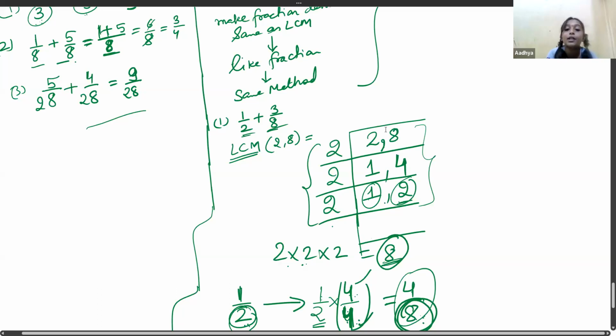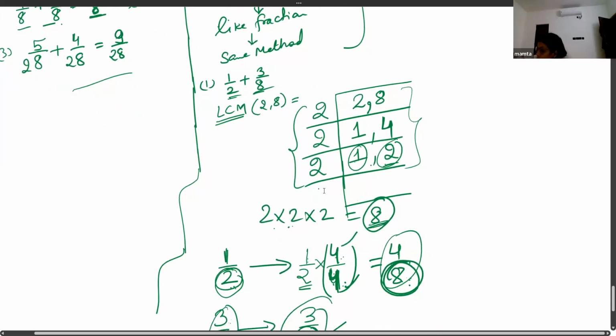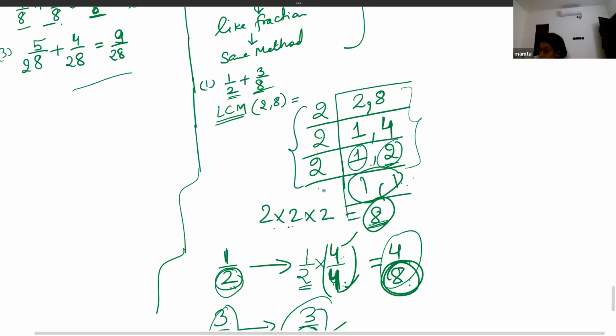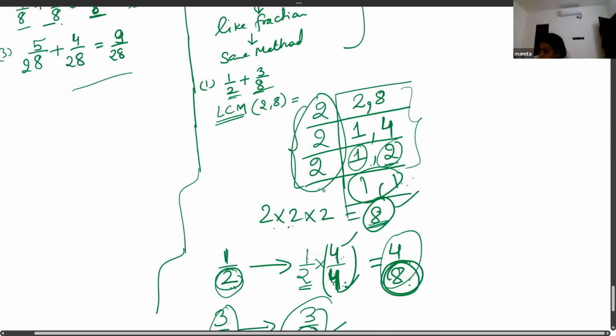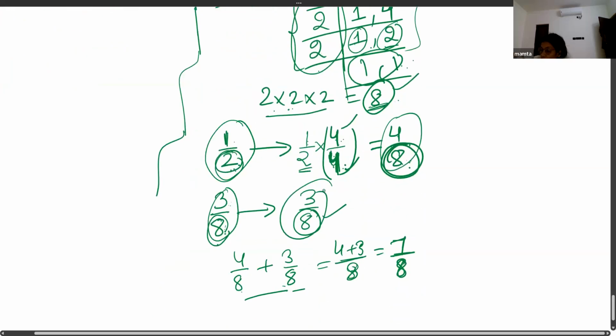Do you know how to take the LCM of 2 and 8? Yes, ma'am. You explain now. 2 ones are 2, 2 twos are 4. Then again multiply with 2, and you'll get 1, 1. You have to keep on doing it until you get 1, 1. Now multiply all the divisors together. All the divisors are 2 into 2 into 2. That is 8.